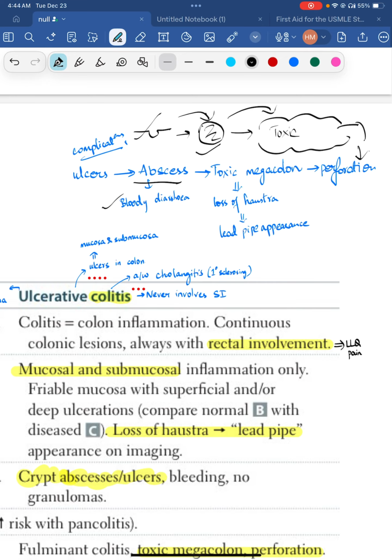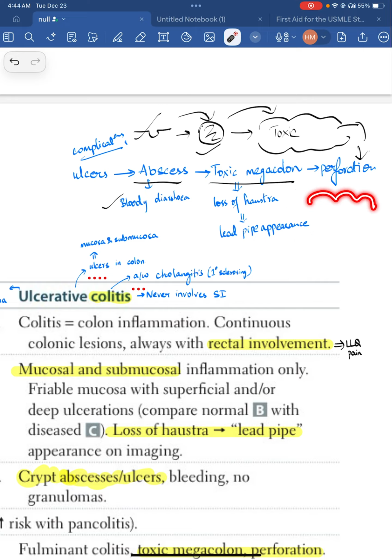In abscess, you see bloody diarrhea. In toxic megacolon, you have loss of haustra. Haustra are basically the pouches of colon. So all these pouches are lost, and you have a straight, lead pipe-like appearance of the colon. Loss of haustra, lead pipe appearance.